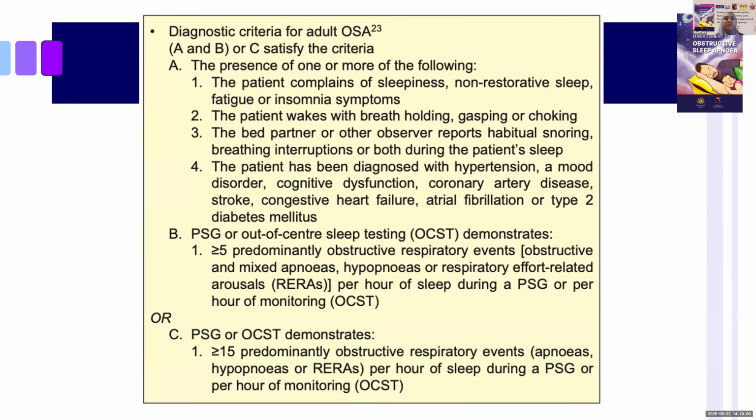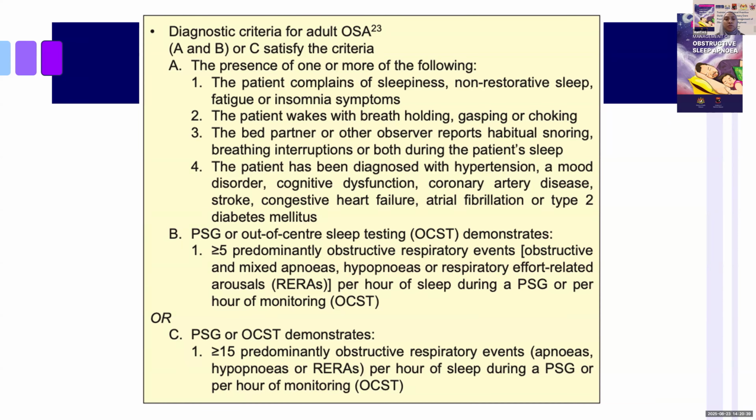These are the diagnostic criteria for adult OSA in the CPG. It has to satisfy A and B or C. So A is the presence of one or more of the following: the patient complains of sleepiness, non-restorative sleep, fatigue or insomnia, and the patient wakes up with breath holding, gasping, choking. Bed partner observes habitual snoring and breathing interruptions, and the patient has been diagnosed with hypertension, mood disorder, cognitive dysfunction, coronary artery disease, stroke, heart failure, atrial fibrillation, or type 2 diabetes mellitus.